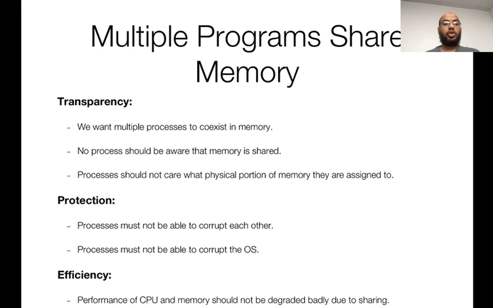Protection. Processes must not be able to corrupt each other, as we said. And above all, they should not be able to access the operating system memory, because now multiple processes are residing with the operating system on the same physical memory. And you want the performance of CPU and memory to be efficient, and you shouldn't have much degradation due to this sharing. These are the three main traits that you would want on a shared memory machine.